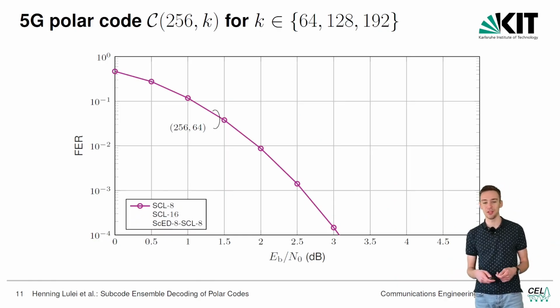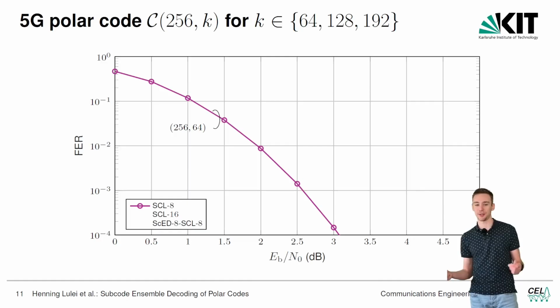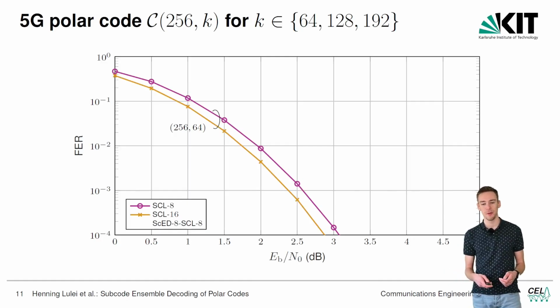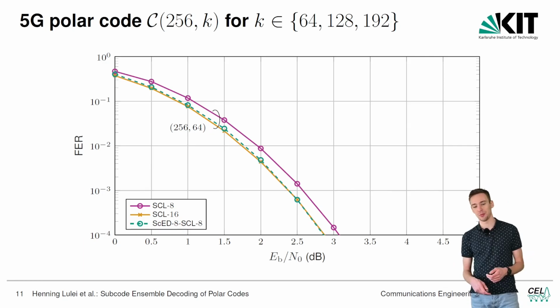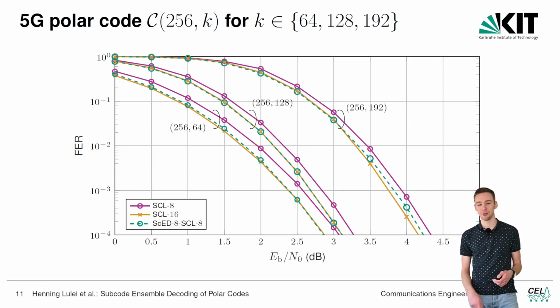A second example is a block length 256 polar code with different rates. Let's start with rate 1/4, where we again have a list size 8 and 16 decoder. But due to the higher block length, we now need 8 different SCL8 decoders to match the performance of the list size 16 decoder. And we see similar results for the higher rates, like 1/2 and 3/4.